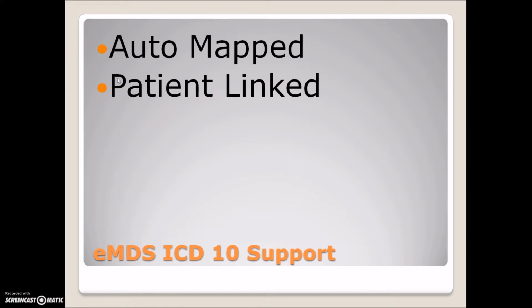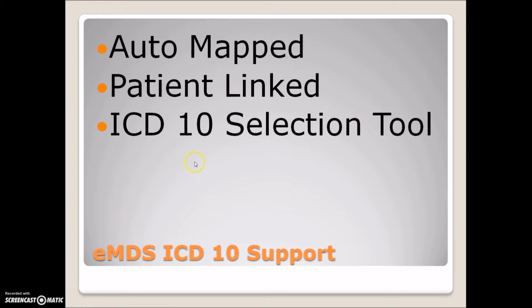Patient linked. In other words, once you code something for a patient and make the link between the patient's ICD-9 code and the patient's ICD-10 code, for that particular patient, it is always going to appear unless you delete it from the patient's list. There's the ICD-10 selection tool, where a bunch of codes that are in ICD-9 have ICD-10 options pre-listed for you, so you can make the selection really easy.